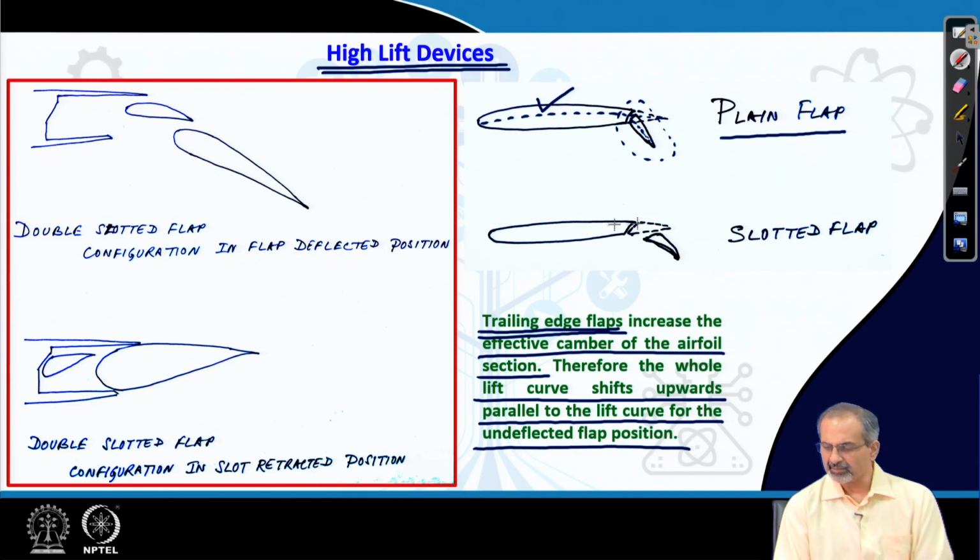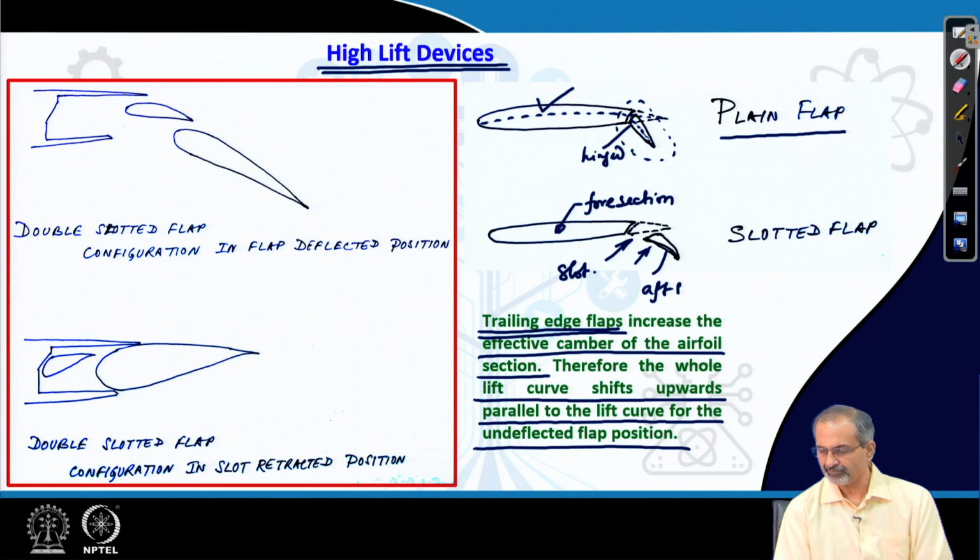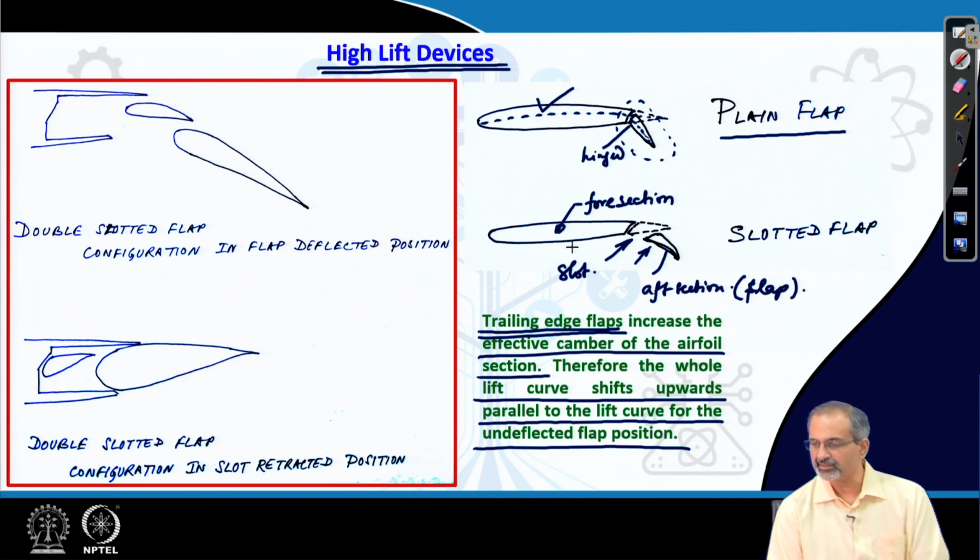You could do it by other means also. Here it is hinged, and in this case it is deployed further down. Of course, it is hinged, but with a different mechanism where it creates a slot between the fore section and the aft section of the airfoil. Aft section basically means the flap. So, there is a slot through which the flow can move.